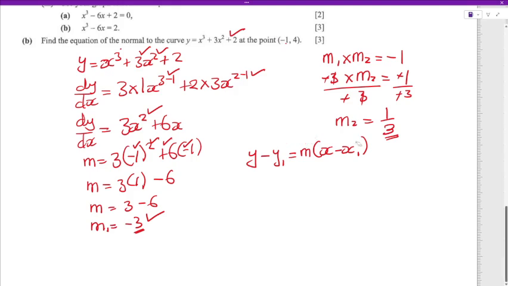So this is a process for finding the equation of the normal to the curve. For this type of question, this is the one they like asking. They don't ask you to find the equation of the tangent, no.